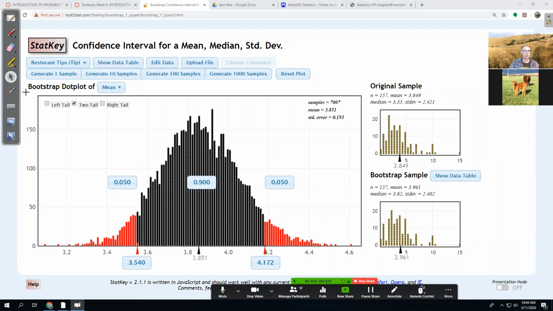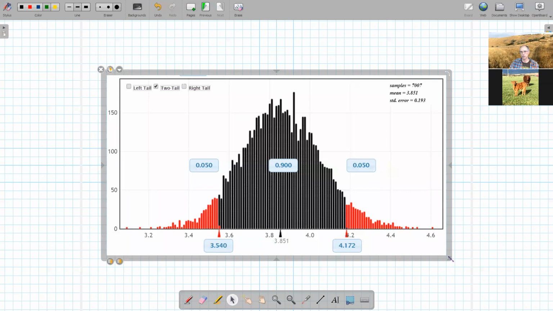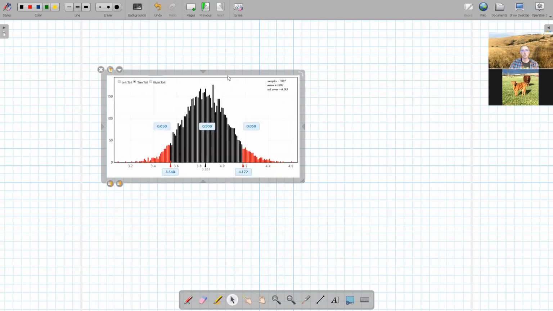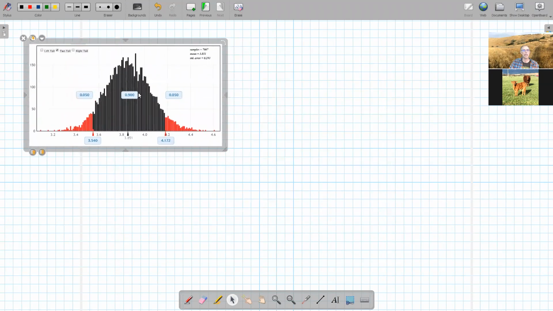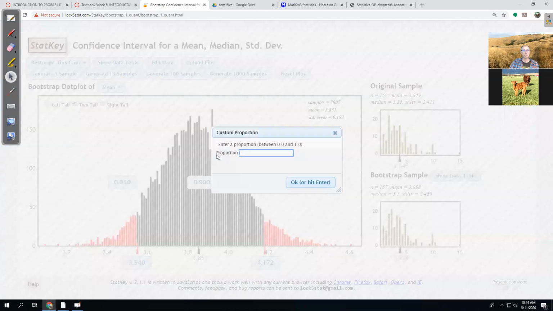Snapshot. Add to, I don't know if I have a blank page or not. Shrink that down a touch. Okay, so that is the 90% in the middle. And back to desktop. If I switch that to 95, click here, 0.95. Let's take 95% of the samples and find out where they live.